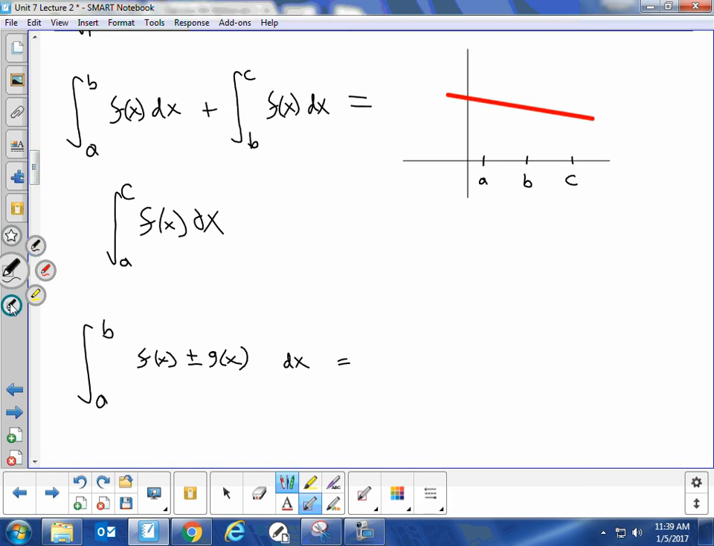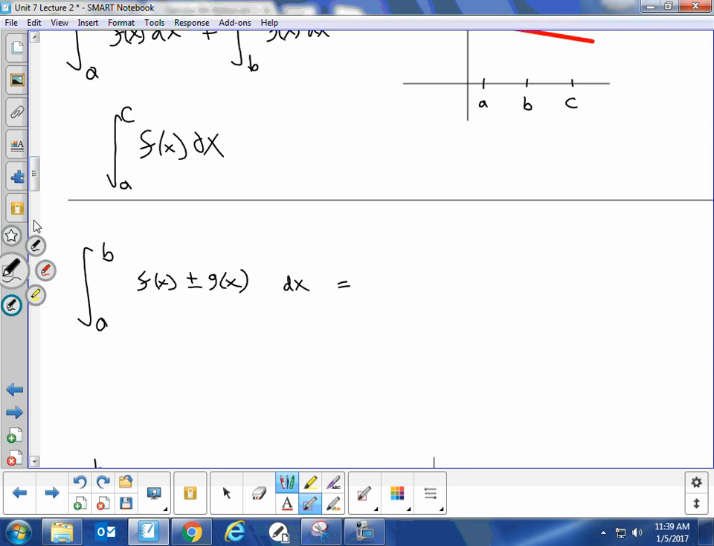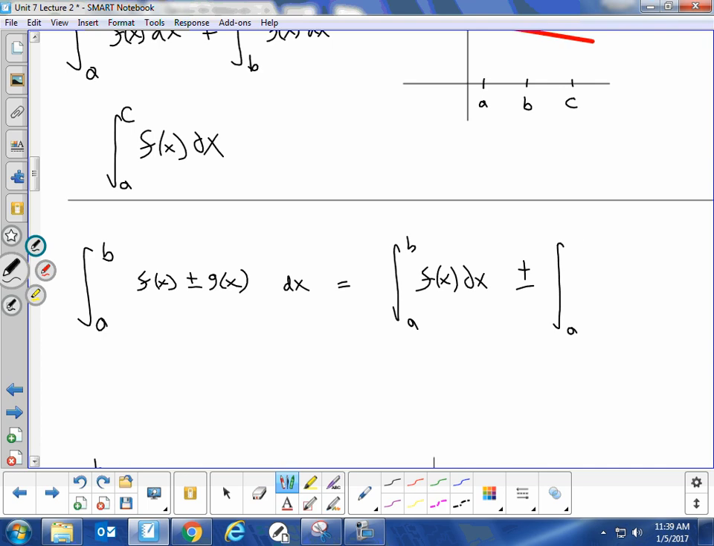Another one that you could probably guess, but I'll just tell you. If you have a bunch of functions being added or subtracted, you can actually split them up. It's a very, very important one when we're doing some practice problems we're about to do. If you have a complicated thing, but you know kind of the individual areas, we could split them up and add them separately. Functions being added may be split into multiple integrals.